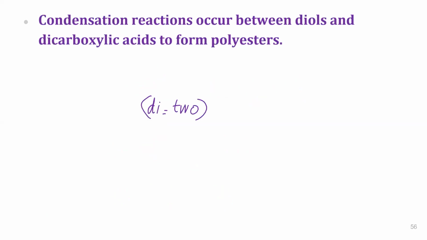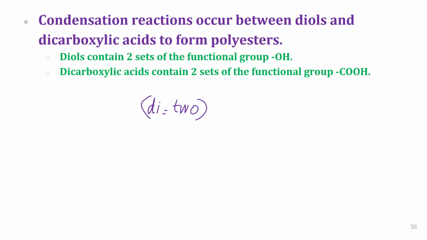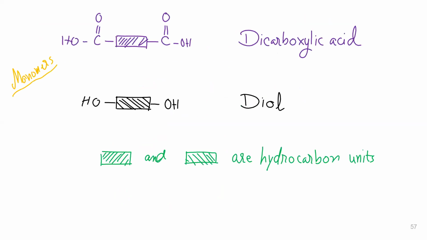Condensation reactions occur between diols and dicarboxylic acids to form polyesters. The word di means two. Do you remember this theme? Two carboxylic groups, two alcohol groups. The first one is called dicarboxylic acid and the second is called diol. And these shaded rectangles are hydrocarbon units.